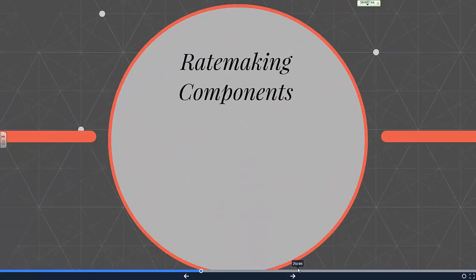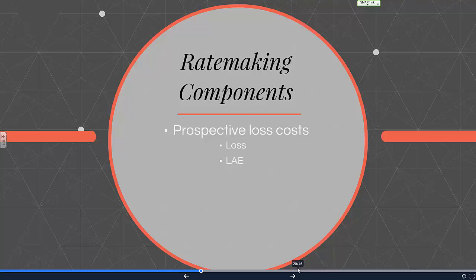Now let's look at rate-making components. This will be review for the most part. Rate-making components consist of prospective loss cost, or the cost of losses in the future, which is of course based on the loss, but also the loss adjustment expenses, or the cost of adjusting those claims, which could include legal defense cost and investigations costs.